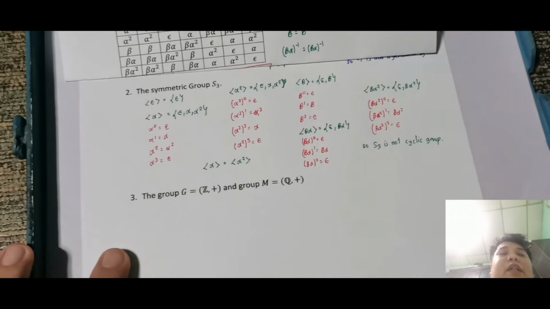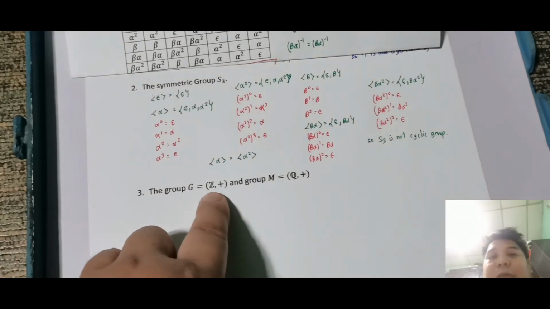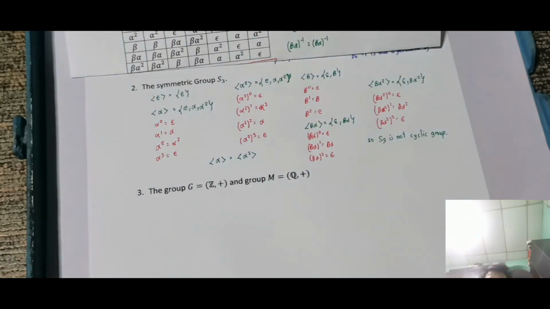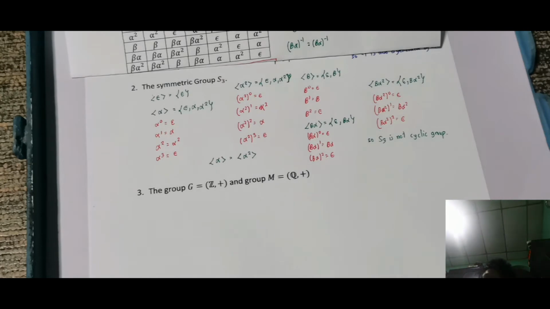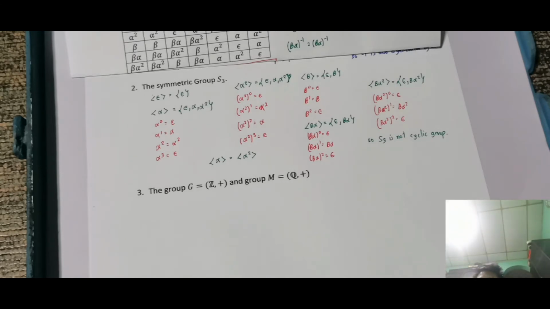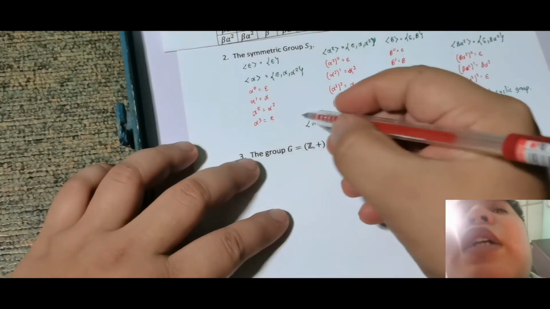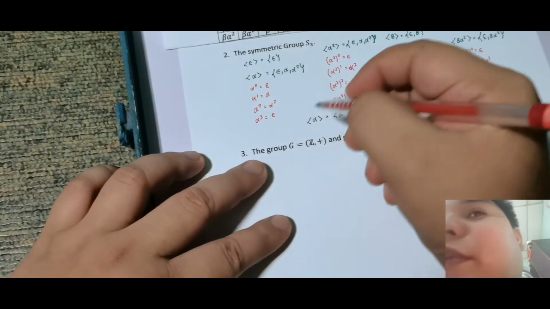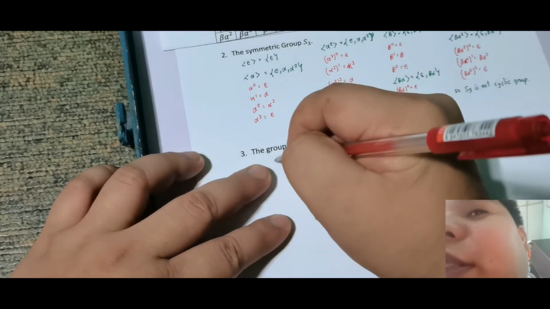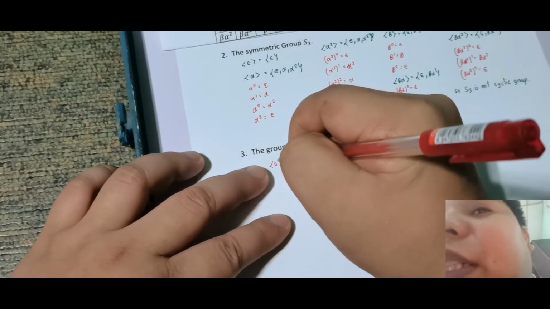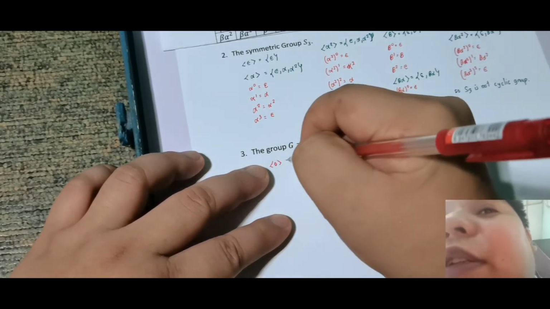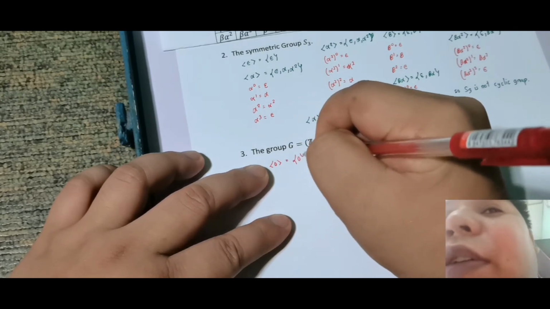Okay, next is the group G is equal to (Z, +) and group M is equal to (Q, +). So medyo malawak, no? So kung napansin mo, medyo madami yan. So pipick na lang ako ng at least tatlong number dyan. So check natin kung ano yung mga possible na maging generator. Okay, so unahin ko lang dito, kunyari, pinili ko si 0. Alam natin identity element is 0. Cyclic subgroup generated by 0 is the set containing 0.